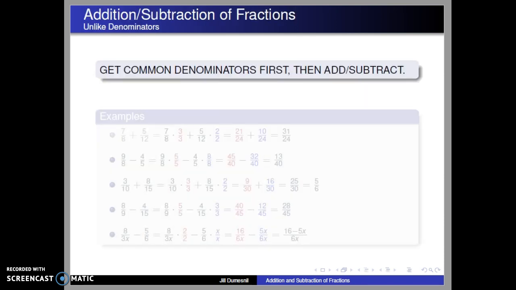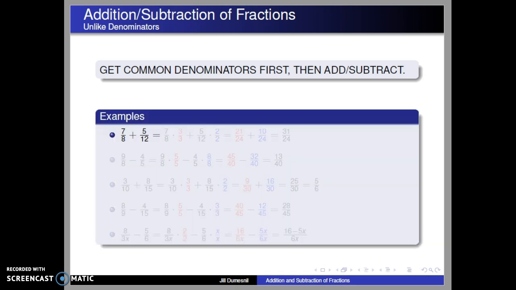When attempting to add or subtract fractions with unlike denominators, we must first get common denominators by multiplying by a clever 1, then adding or subtracting as before. For example, when adding 7 over 8 and 5 over 12, we notice that we don't have common denominators. The least common multiple of 8 and 12 is 24, so 24 would be the least common denominator. We want to use the least common denominator in order to minimize the amount of simplification that must be done after the numerators are combined.